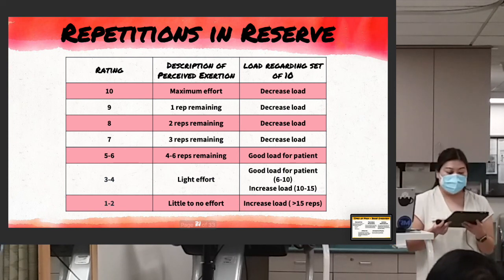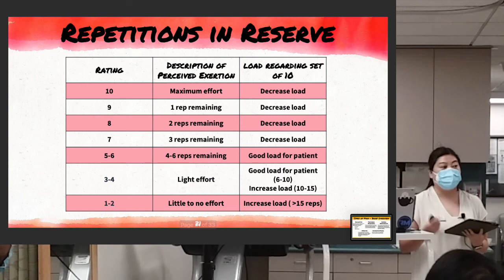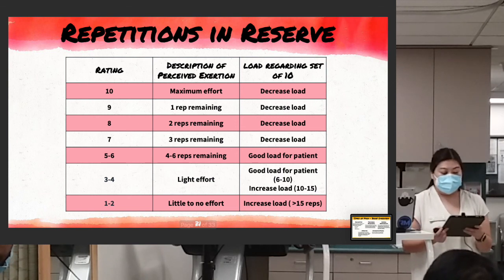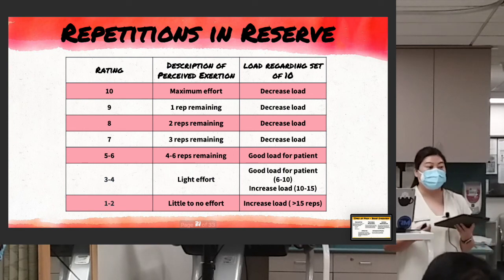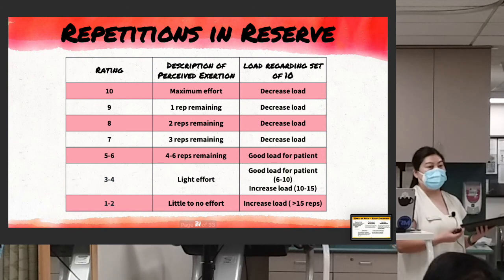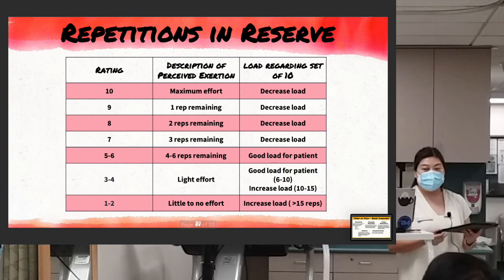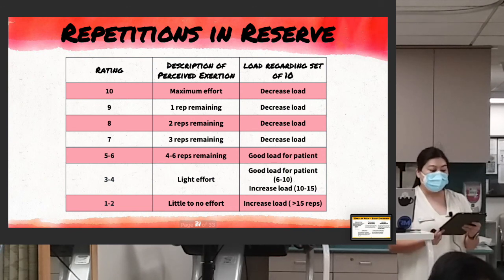The rating scale is a perceived exertion scale for resistance training. In the middle, we have a description of what that rating means in terms of repetitions in reserve, or how many reps do you think you can do after a set of 10 without stopping to rest? And then the last column is how you would know whether or not the load is too heavy or too light for that patient, or if it's just right.